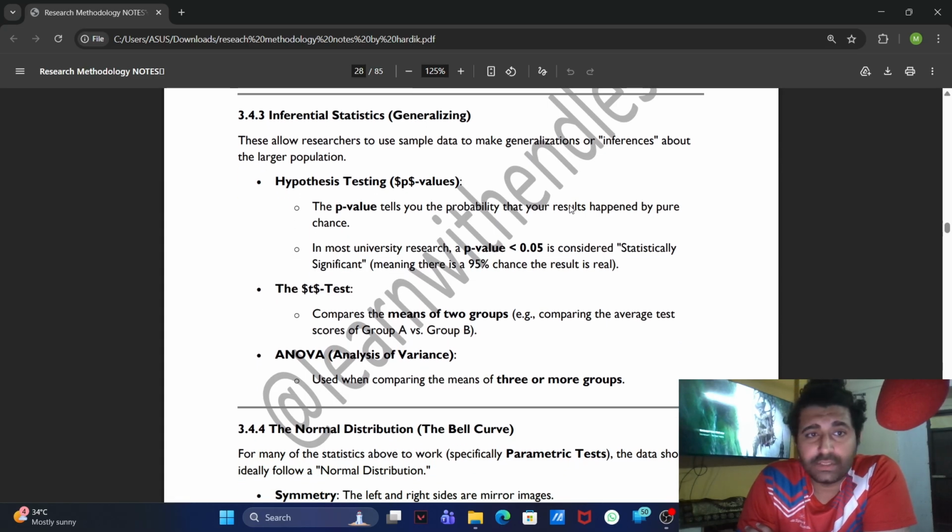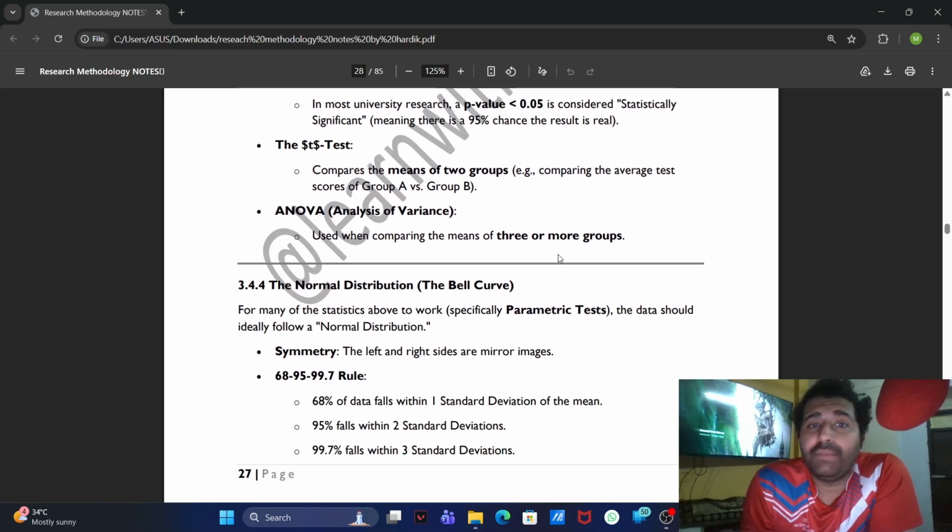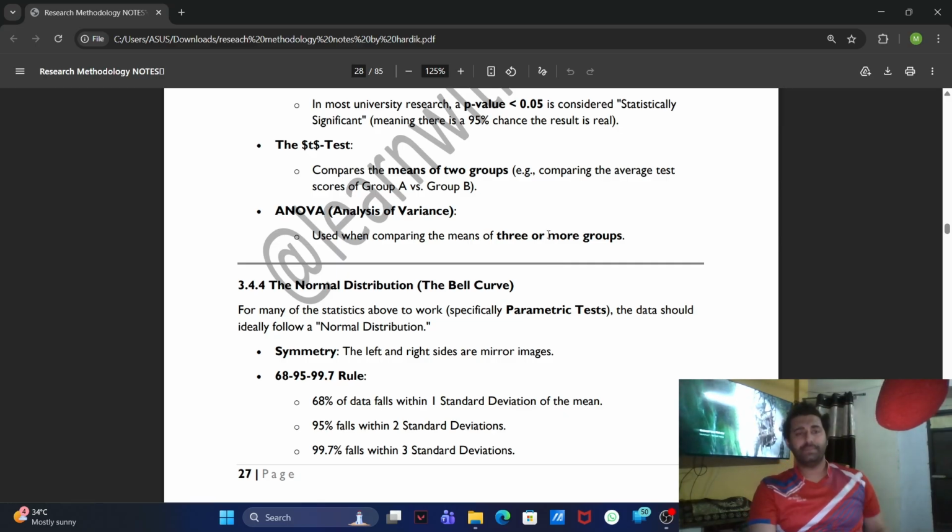Inferential statistics, generalizing. These allow researchers to use sample data to make generalizations or inferences about the larger population. Hypothesis testing. P-values: the p-value tells you the probability that your result happened by pure chance. In most research, a p-value less than 0.05 is considered statistically significant, meaning there is a 95% chance the result is real. The t-test compares the means of two groups. Example, comparing the average test scores of group A versus group B. ANOVA, analysis of variance, is used when comparing the means of three or more groups.